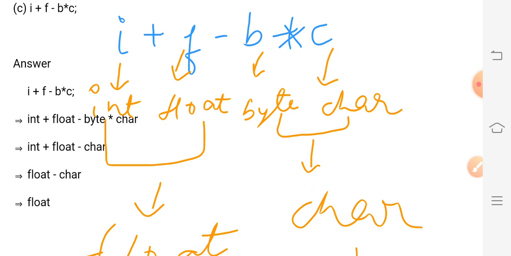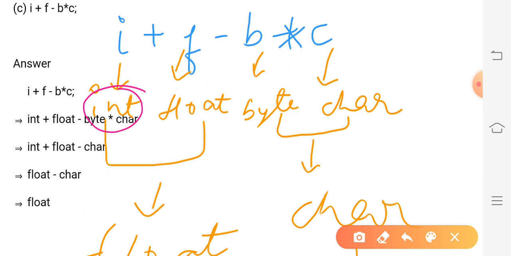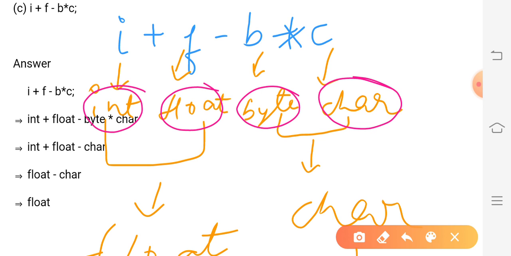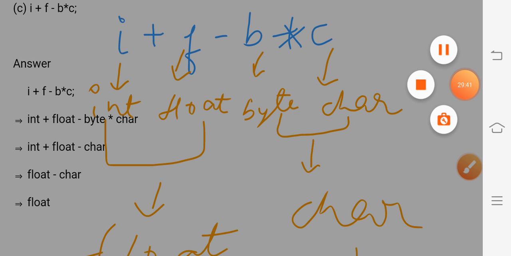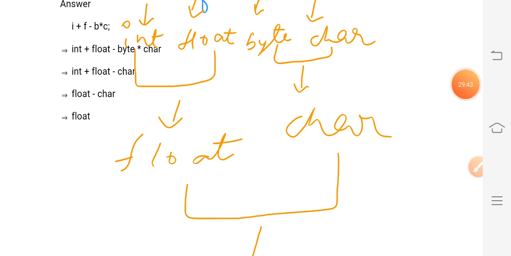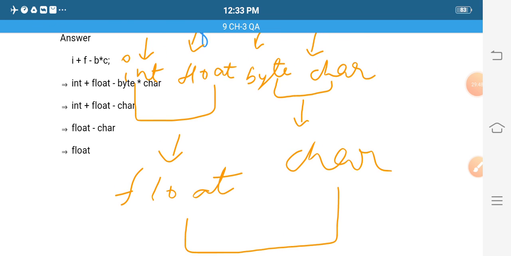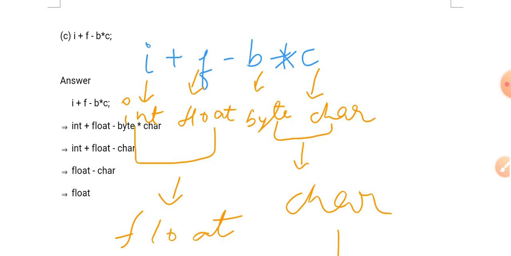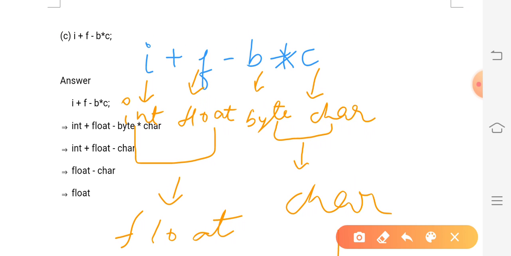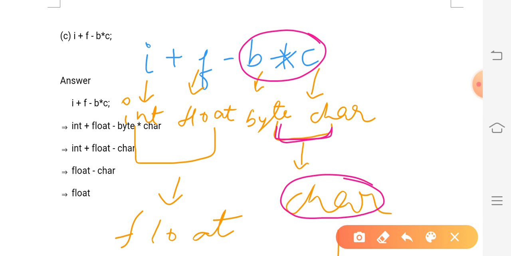So I plus F minus B asterisk C. So write it here, I is for integer, F is for float, B is for byte and C is for char here. After that, and after writing this, you will perform asterisk operation first. So look at here, asterisk you will solve first. So byte or char, which one is greater? Char. So you will get the answer in char.